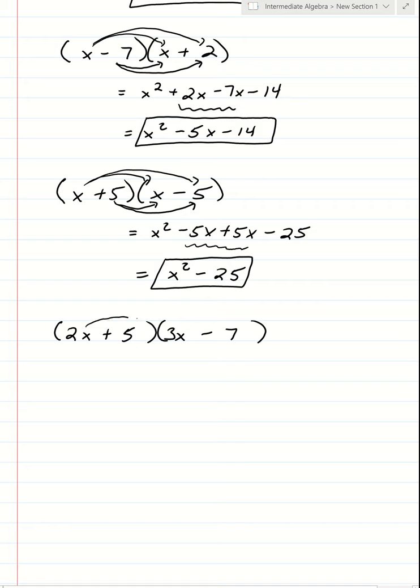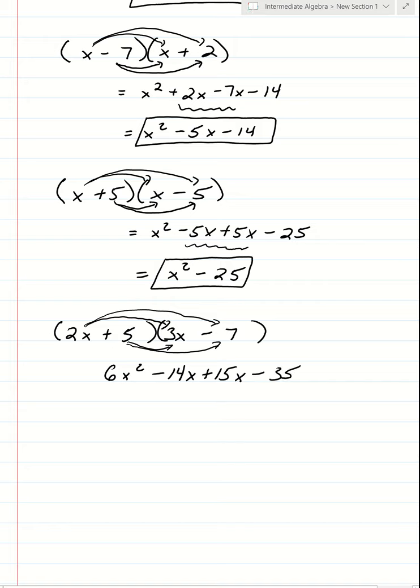First, I multiply the 2x times the 3x. That would give us a 6x squared. 2x times the negative 7, that would give you a negative 14x. Now let's multiply 5 times the 3x. That would give you a plus 15x. And then 5 times the negative 7, that would give you a negative 35.